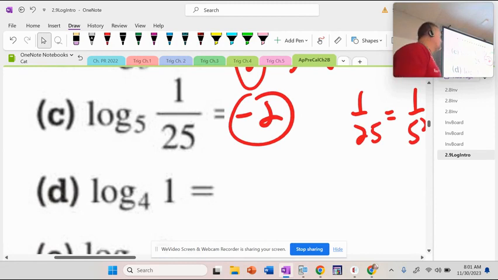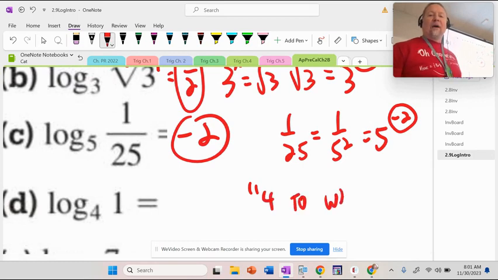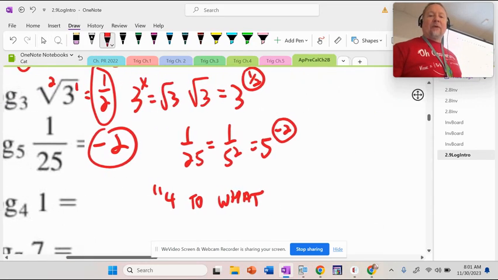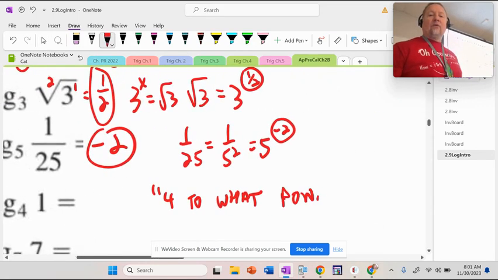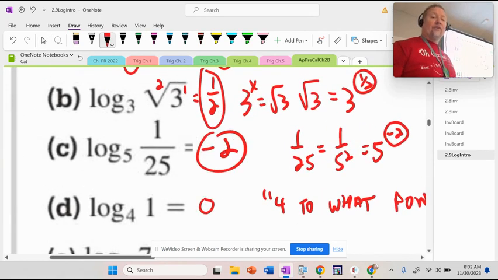So 4, this is how this works, and I'm going to write this in words because this is really what it means. I'll put this in quotes now. What this means is 4 to what power, or what exponent, but I'll use the word power, equals 1. What's the answer to that, Jake? You are correct. 0. Okay, nice.